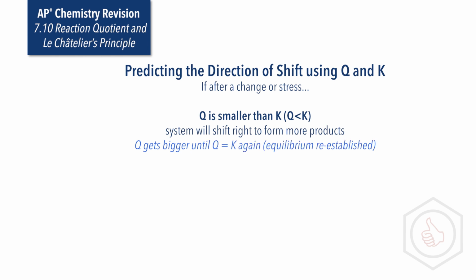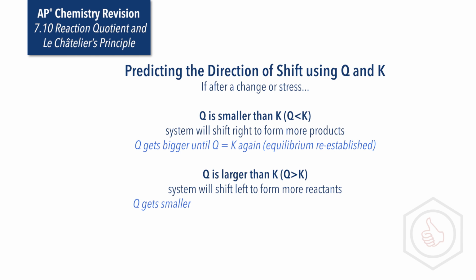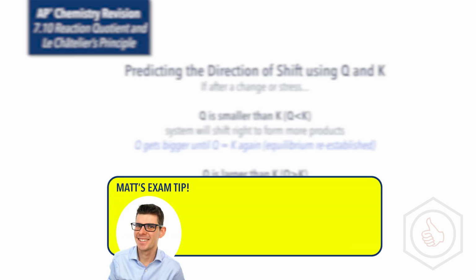If the value of Q is greater than K, the system shifts to the left to form more reactants. The value of Q gets progressively smaller until eventually it equals K and the system is at equilibrium again. Remember, when Q equals K, the system is at equilibrium. So if a system at equilibrium is subjected to a change or stress, but Q continues to equal K, then no shift will occur.